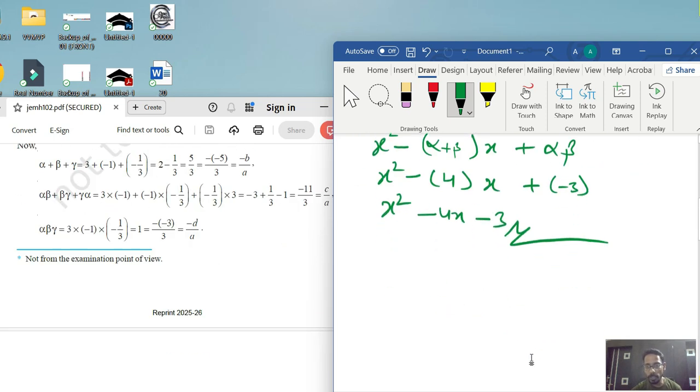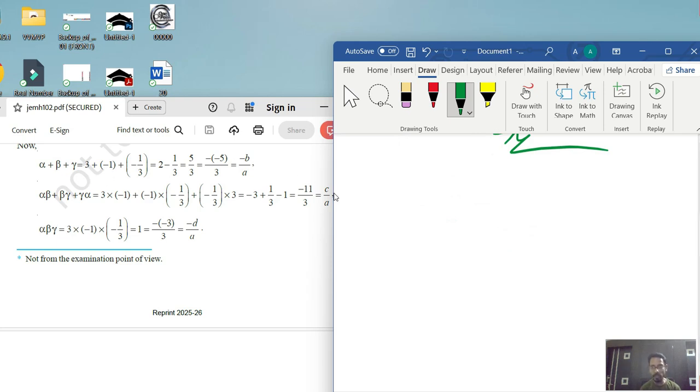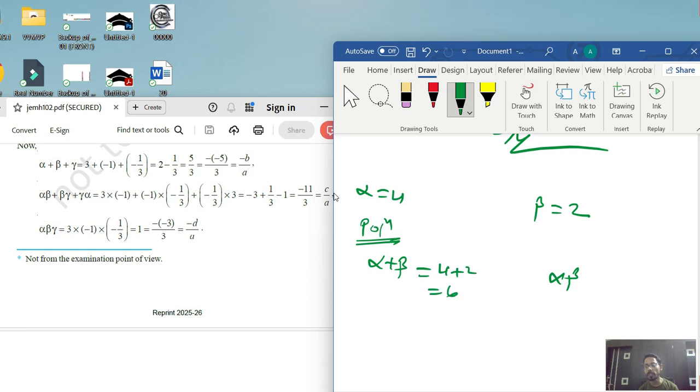Suppose in the question you are given alpha equal to 4 and beta equal to 2, and you have to find the polynomial, write the polynomial. So to write the polynomial, firstly we need alpha plus beta and we need alpha into beta also. So directly we can add it, we'll get 6, and if you multiply you will get 8. Now how to write the equation: x square minus alpha plus beta x plus alpha beta.